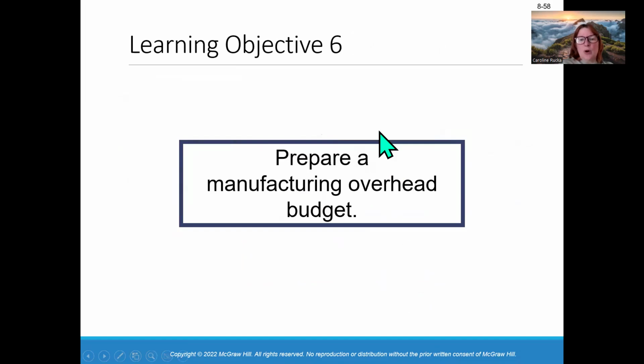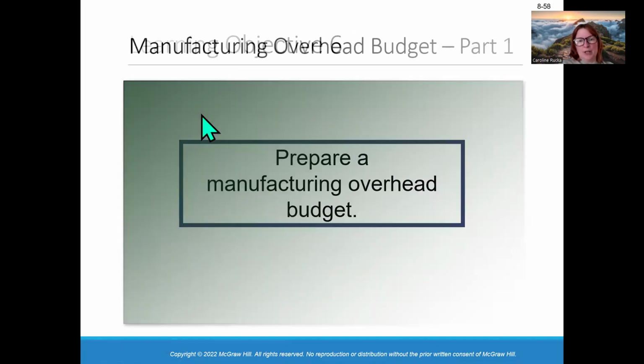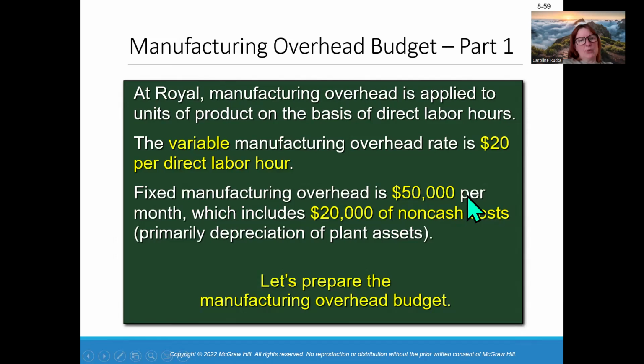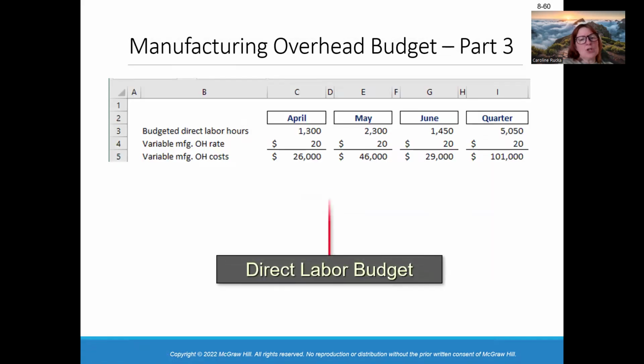Okay, so how are we going to distribute our overhead? So at Royal Manufacturing, overhead is applied to units of production on the basis of direct labor hours. Lucky for us, we just got finished calculating our direct labor hours. The variable manufacturing overhead rate is $20 per direct labor hour, and we have some fixed manufacturing overhead. It's $50,000 per month, which includes $20,000 of non-cash costs. That's depreciation.